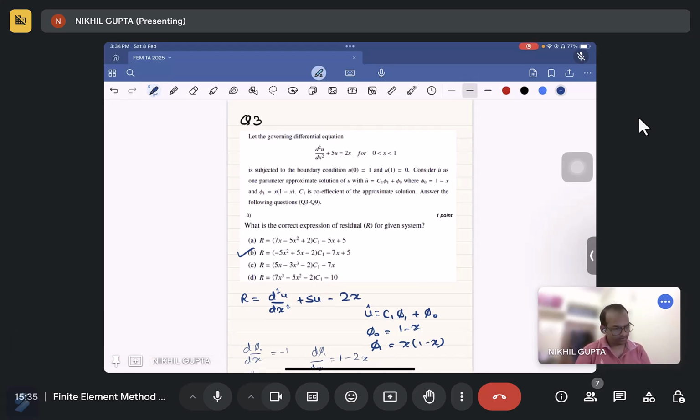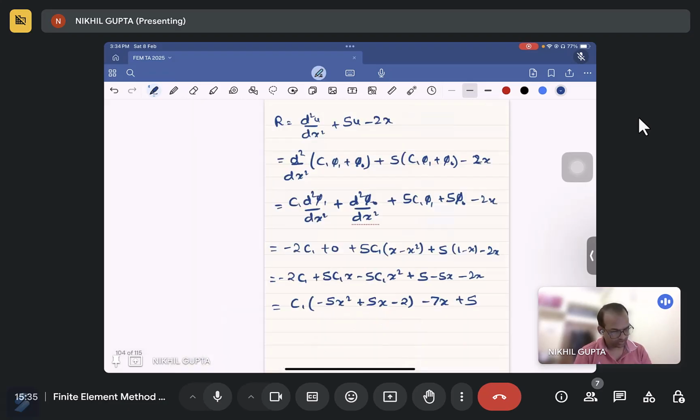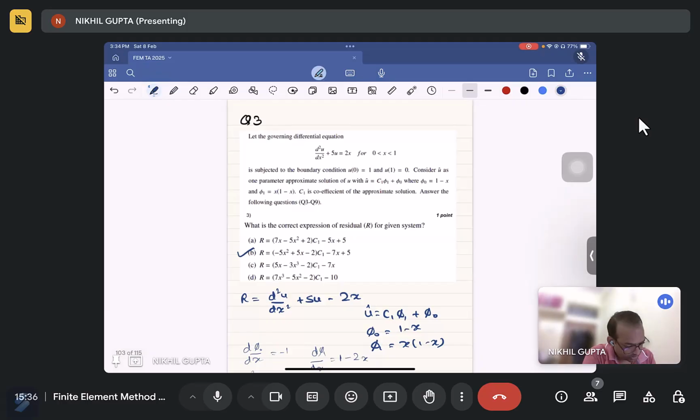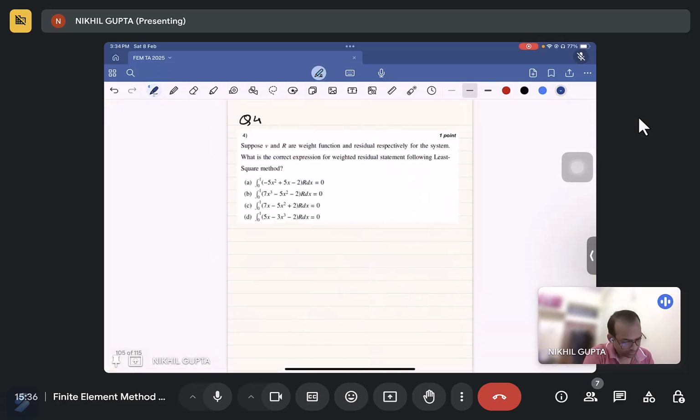Given all the steps, the other questions I think are related, questions 3 to 9. Another question says, suppose we are given the weight function and residual respectively for the system. What is the correct function for the weighted residual system in the least square method? Okay, so we have to solve this by the least square method.